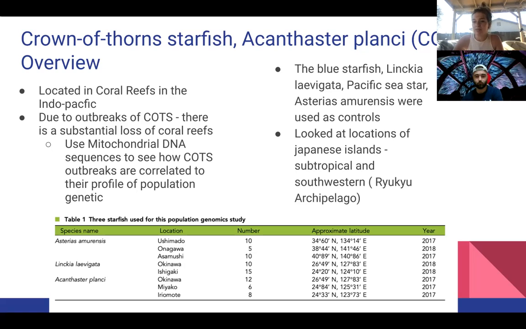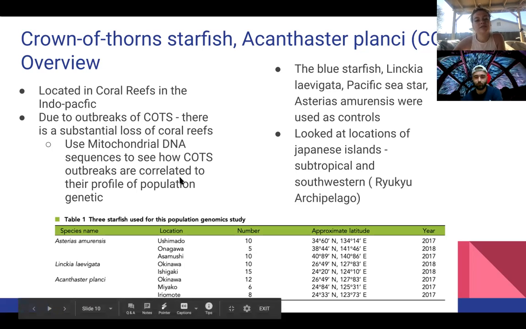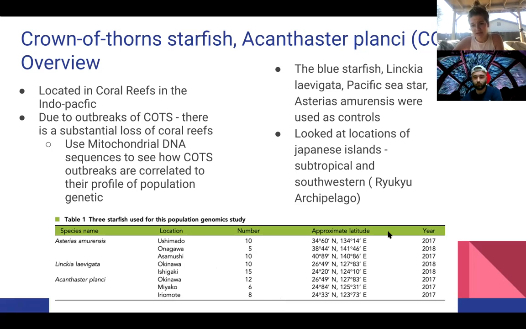And so with these outbreaks, people remove them from the coral, and we were looking at two other starfish. The Pacific sea star and the blue starfish were used as controls to see exactly how this crown of thorns starfish population is being impacted by the removal of these species. And they looked at the locations, these tropical Japanese islands. They're subtropical and southwestern. I can't pronounce it, but if you look down at table 1, you can see the locations, the total number, the approximate latitude, and which year these three starfish were collected.